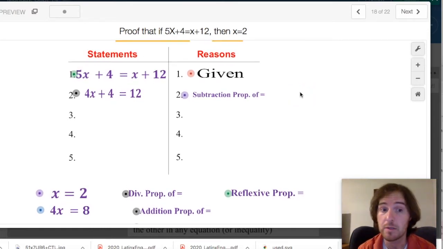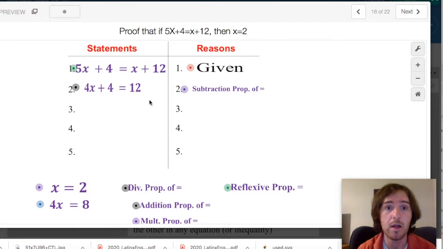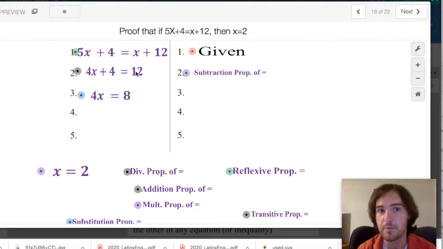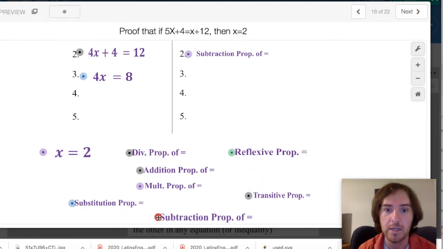Next step, what are we doing? Well, here, 4x plus 4 equals 12. You guys should all know how to solve this, even if some of you are still in Algebra 1. Subtract 4 from both sides, and that is the subtraction property of equality. So I have to do this. Then, if I now know 4x plus 4 equals 12, then I know that 4x equals 8. Justification: I did the subtraction property of equality again here.